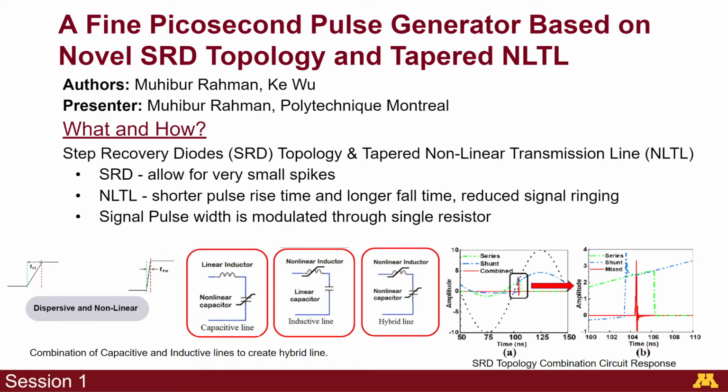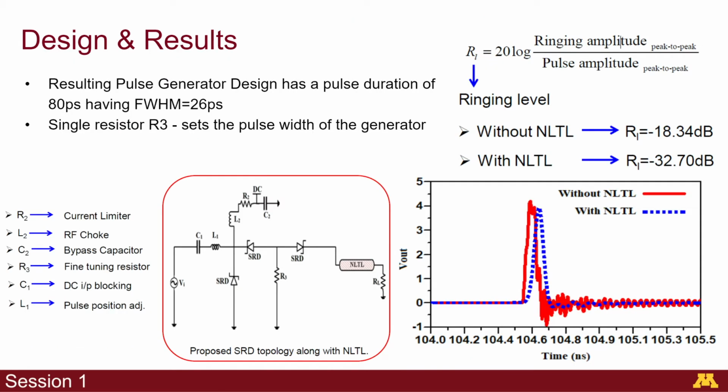The SRDs would allow you to create very small spikes. This was done through a combination of series and shunt SRDs. And the NLTLs would allow for a shorter pulse rise time and a longer fall time, which also allowed them to reduce ringing in their circuitry signal. On the right, you can see that there is a substantial reduction in ringing levels when using NLTL rather than using no NLTL. The SRD topology is very appealing because it has very few passive components other than the NLTL.